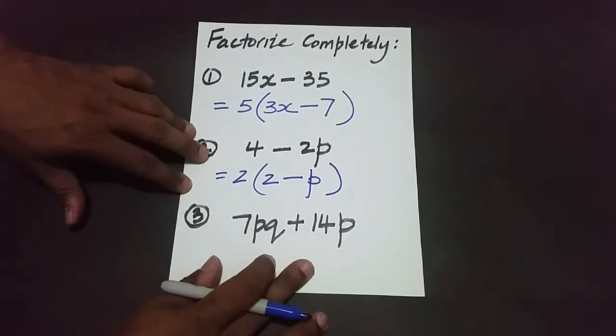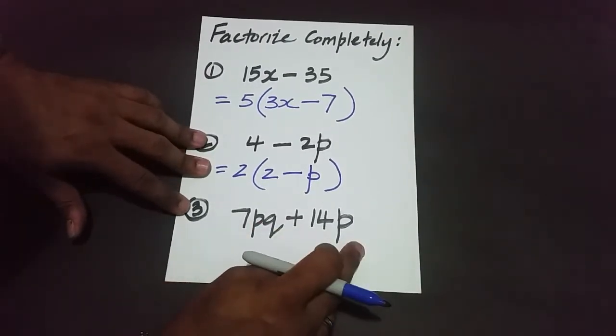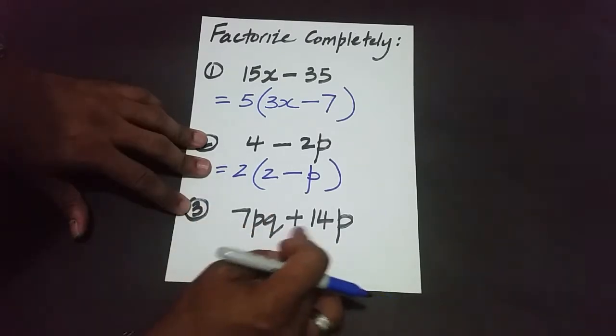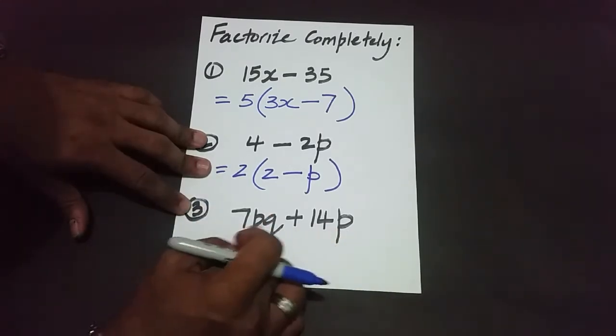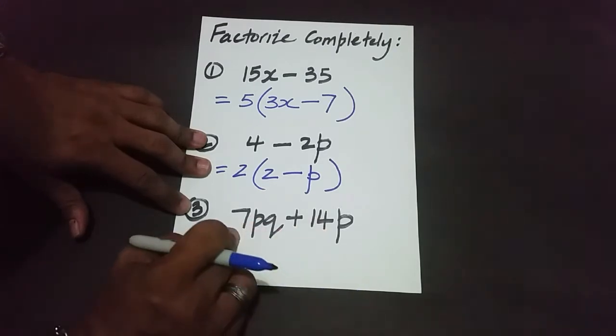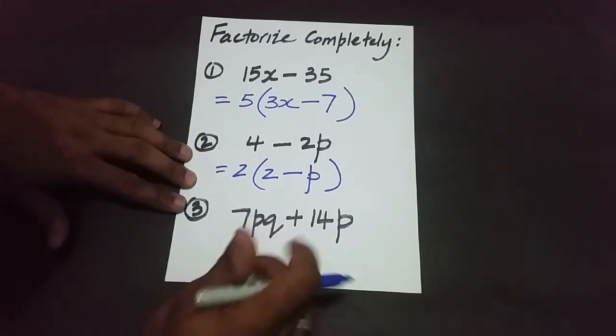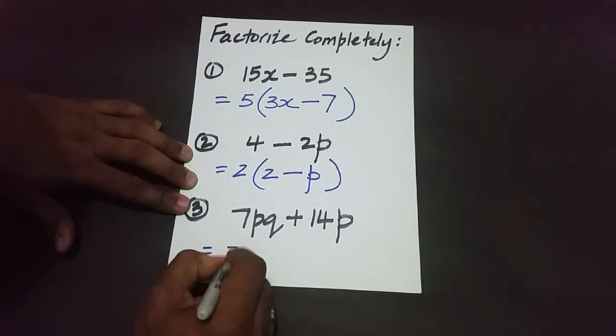Let's take a look at number 3. So we have 7pq plus 14p. Now we have letters in both terms. And the common letter in both terms is p. So that's going to come out. But let's focus on the number first. We have 7 and 14. So what would be the highest common factor of 7 and 14 first of all? And that answer would be 7.